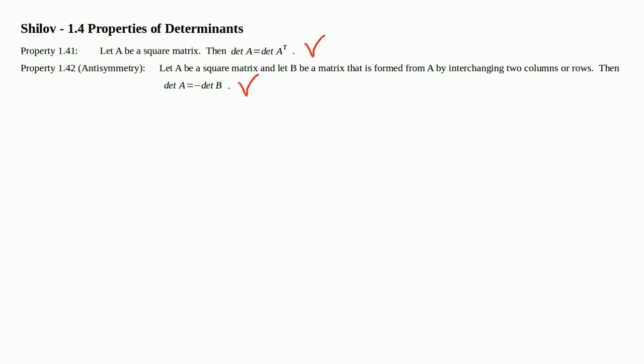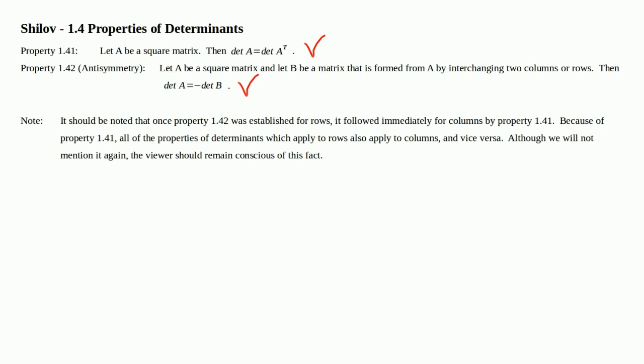And that's done. But it should be noted that once property 1.42 was established for rows, it followed immediately for columns by property 1.41. Because of property 1.41, all the properties of determinants which apply to rows also apply to columns and vice versa. Although we will not mention it again, the viewer should remain conscious of this fact. So anytime we prove something for rows, it applies to columns, or if we prove it for columns, well, it applies to rows too by property 1.41.